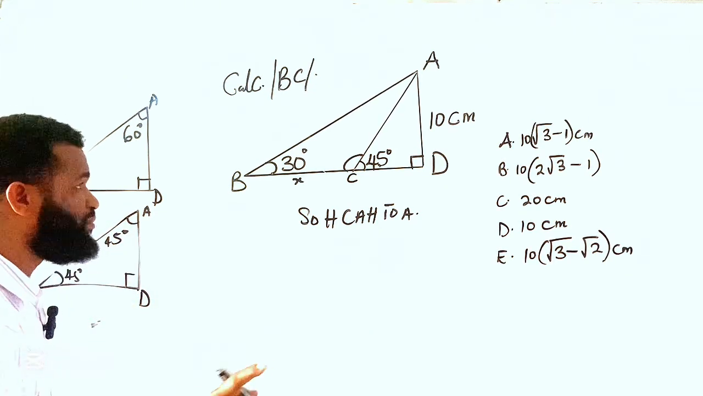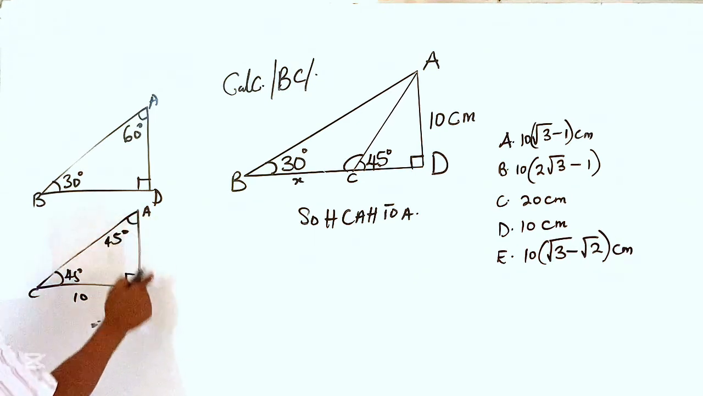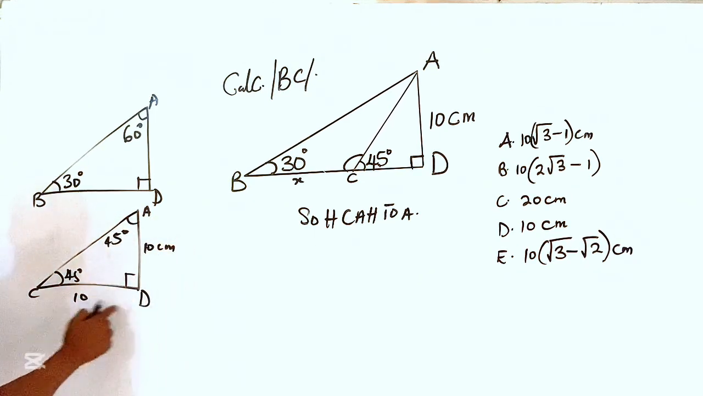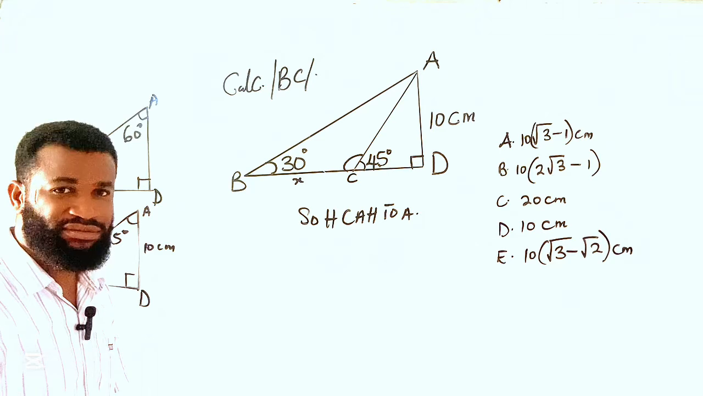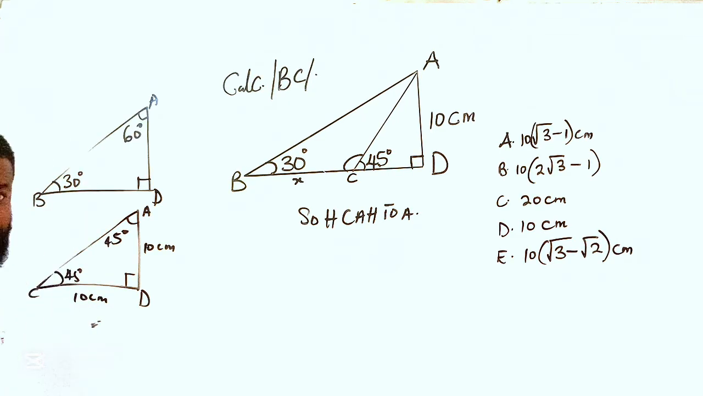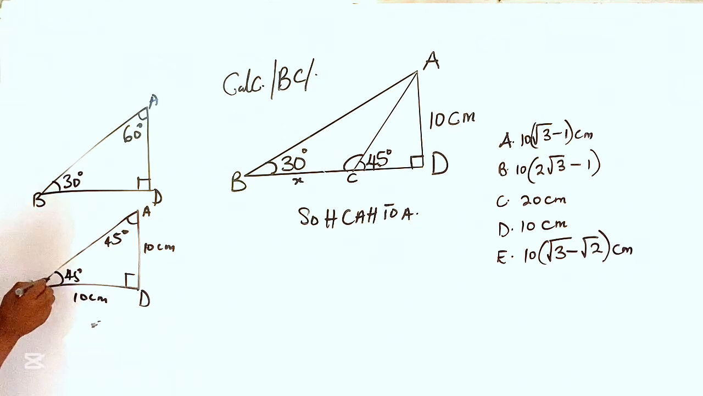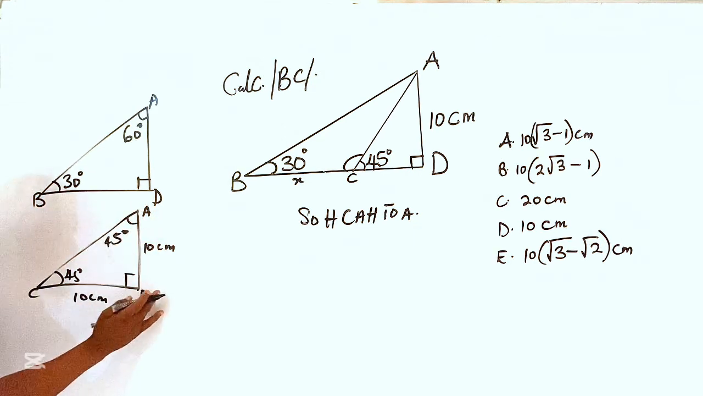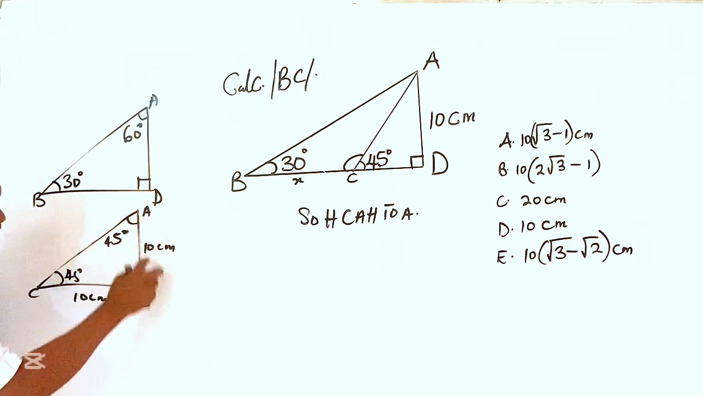For this reason, remember, I'm going to call this place 10. If AD is 10 cm, I'm going to call this place 10 cm. Do you know why? There is something we call an isosceles triangle. And how do I know it is an isosceles triangle? Provided this angle is 45 and this angle is 45, from A to D must be the same as from C to D. So if from A to D is 10, this place must be 10.